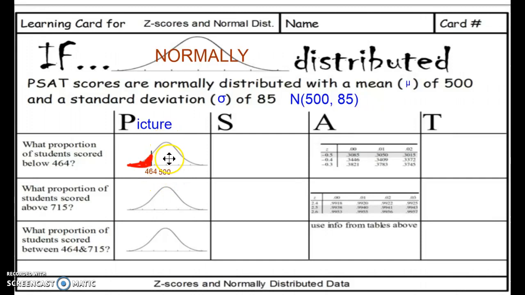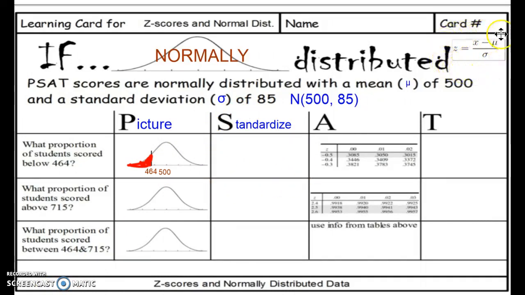500 is right in the middle of this bell-shaped distribution, being the mean. 464 is going to be below 500, and the area under the curve that I've shaded here in red is going to represent the proportion of students that scored below 464. So the second thing that we want to do is standardize our score of 464. And the way that we standardize is by changing 464 into a z-score.